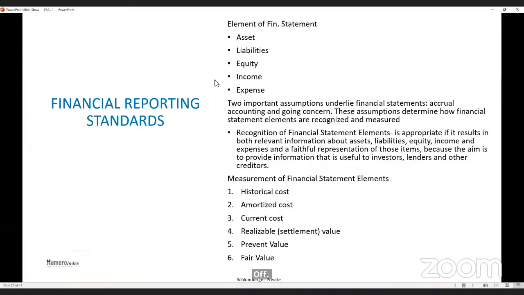All right. Now, what are the elements of a financial statement? We've talked about that: assets, liabilities, equity, income, and expenses. Now, measurement of financial statement elements. You can measure your financial statement at historical cost, amortized cost, current cost, realizable value, present value, or fair value.